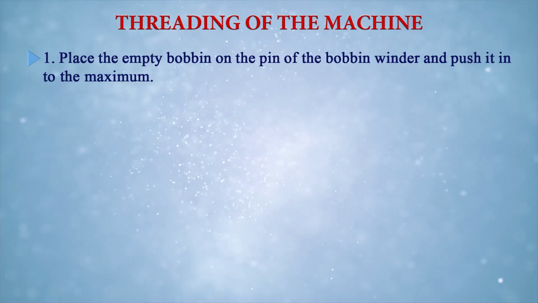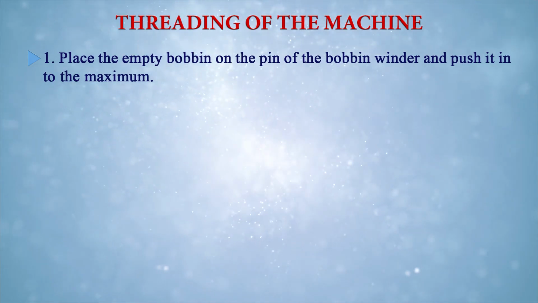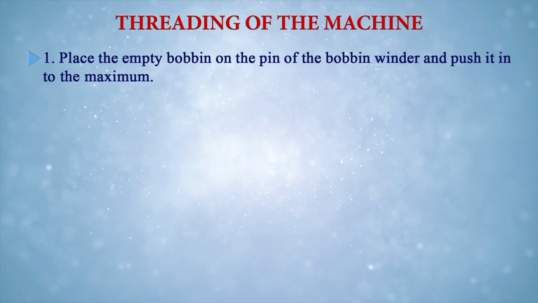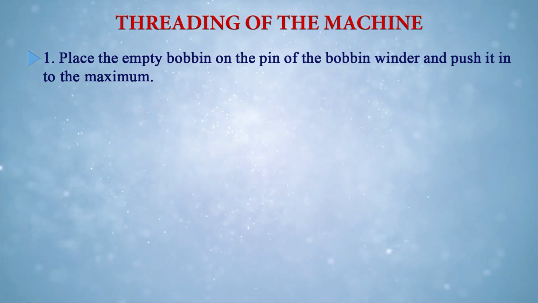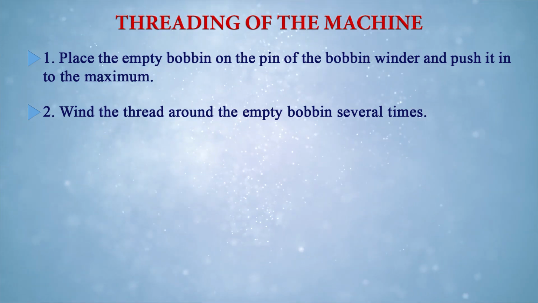The process which we follow for winding the thread on the bobbin is: place the thread spool on the thread stand, then pass the thread through the thread guide, and then between the tension disc and the tension bracket. Then place the empty bobbin on the pin of the bobbin winder and push it in to the maximum. Then wind the thread around the empty bobbin several times.